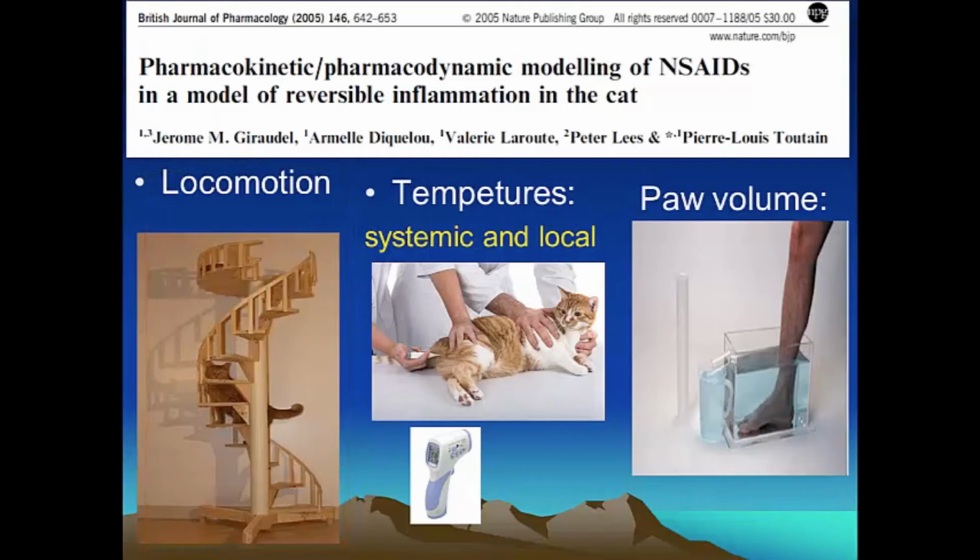Now the temperatures were measured with an infrared thermometer for the skin, and they also took whole body temperatures by rectal measurements. And finally, the volume of the inflamed paw was measured with a water displacement technique. And I could not really find one for the cat, but you get the idea with this image of a leg in this chamber that is displacing so much water.